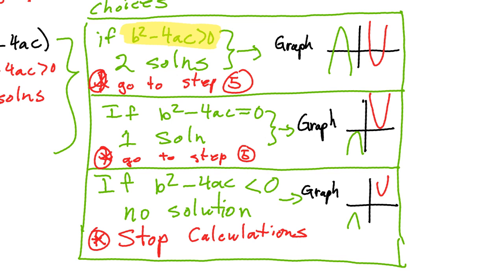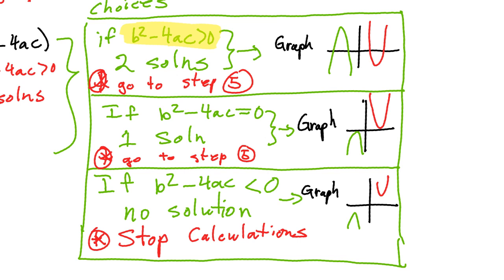Now, if b squared minus 4ac is equal to 0, you basically say there's one solution, and then you go on to step 5, and we do the same for the first part as well. Once we get to b squared minus 4ac is less than 0, we just stop our calculations and say, forget it. We're not doing any more because we cannot calculate the square root of a negative number.